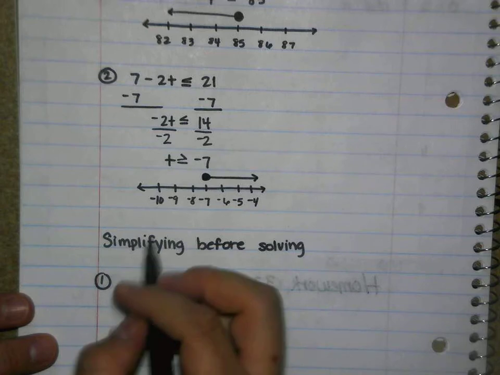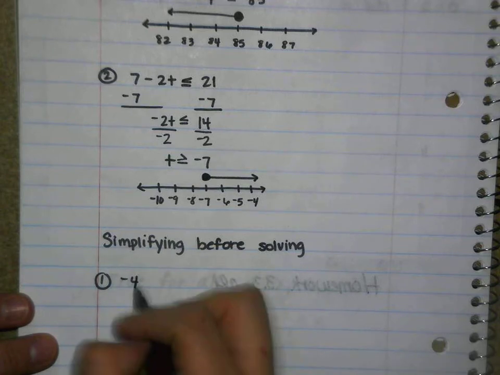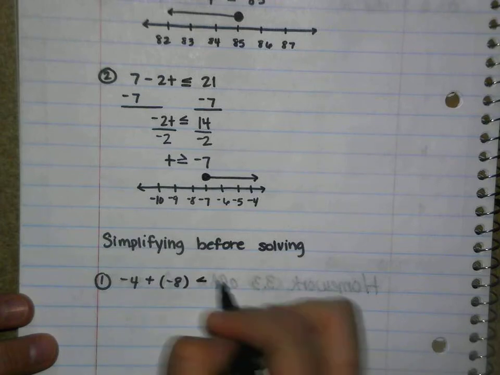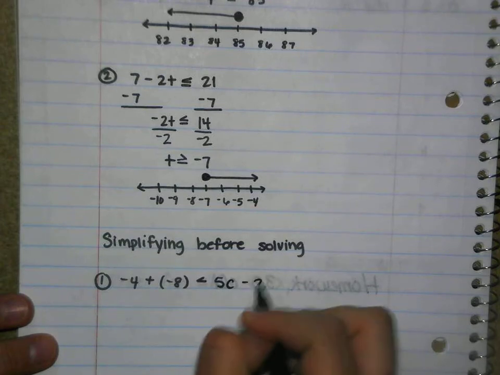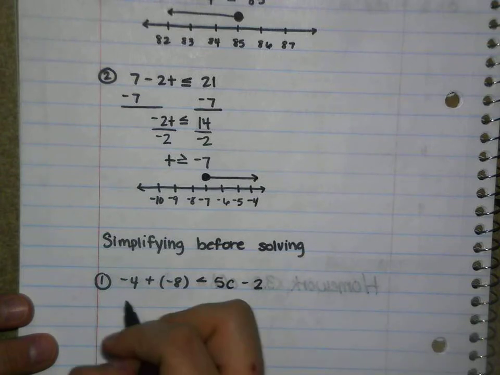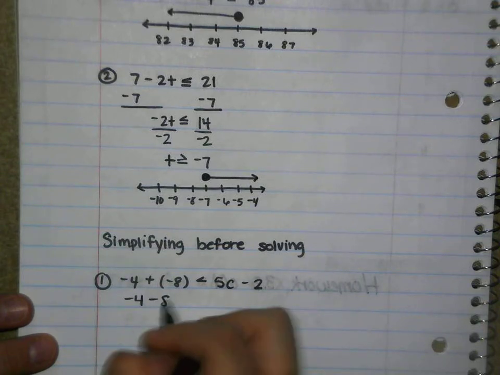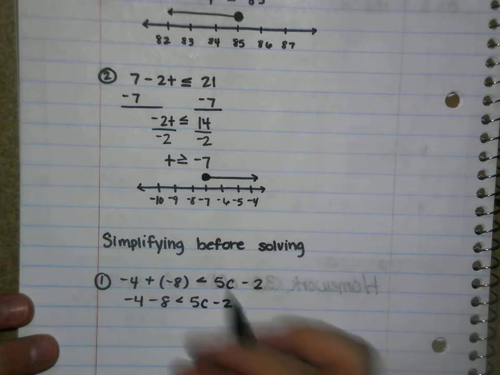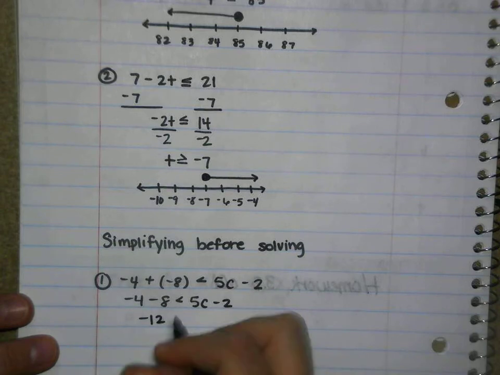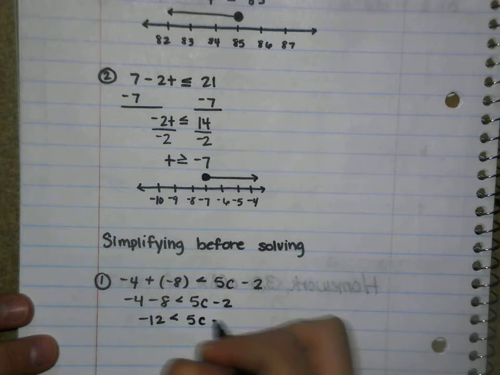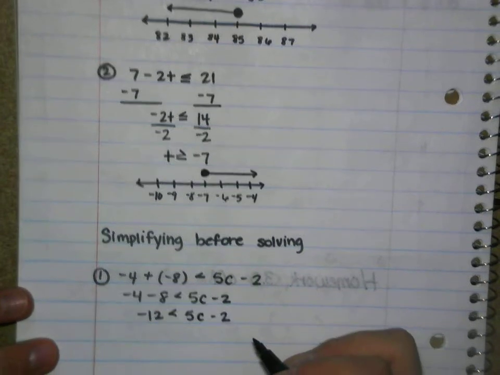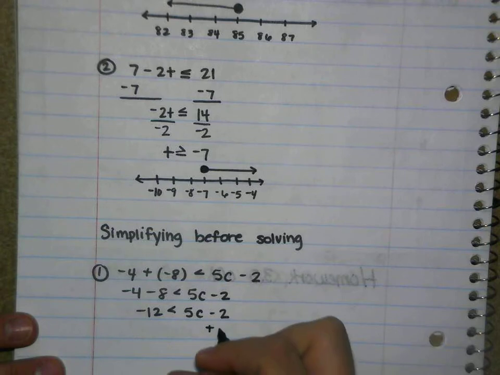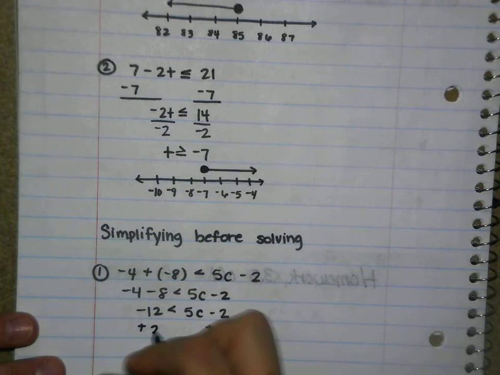In number 1, we're going to say we have a negative 4 plus a negative 8 is less than 5c minus 2. So if we take this out of the parentheses, we'd have negative 4 minus 8 is less than 5c minus 2. A negative 4 and a negative 8, those add together to be negative 12 is less than 5c minus 2. Now we have something that we can solve. We're going to add or subtract if the constant's by itself. The constant here is 2, it's negative. So we're going to add it to both sides.